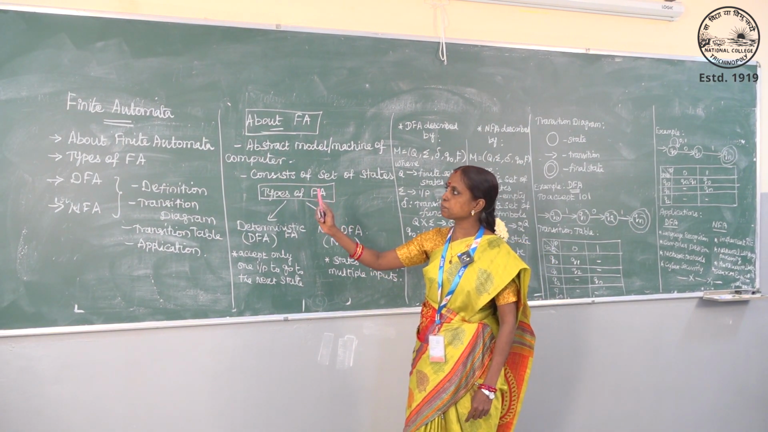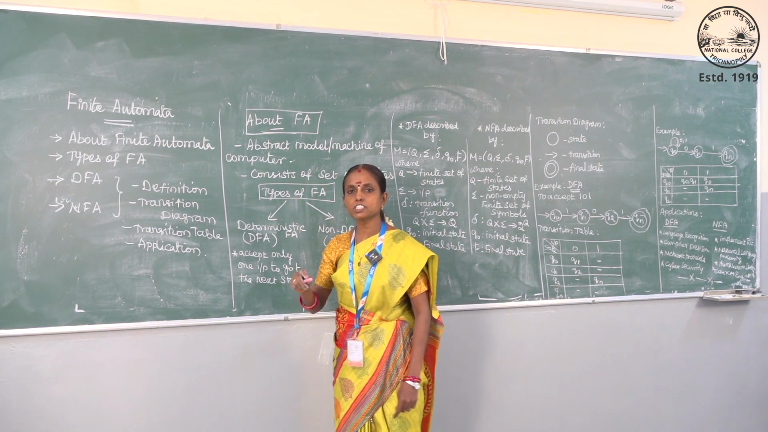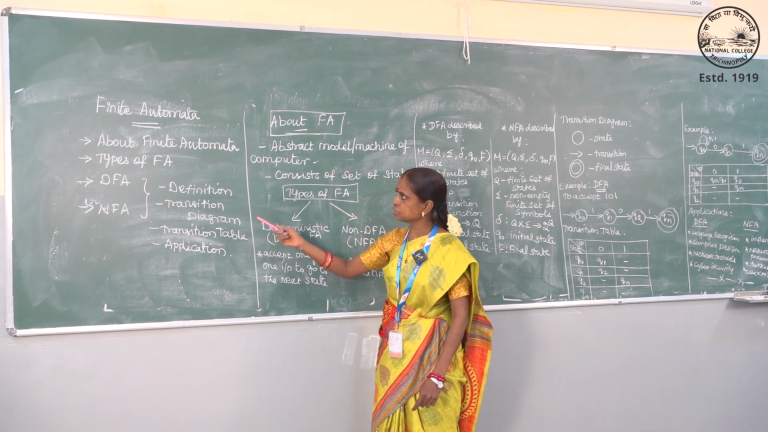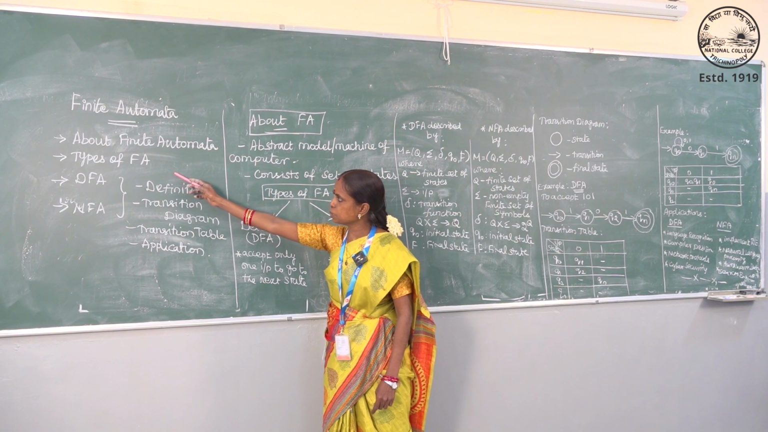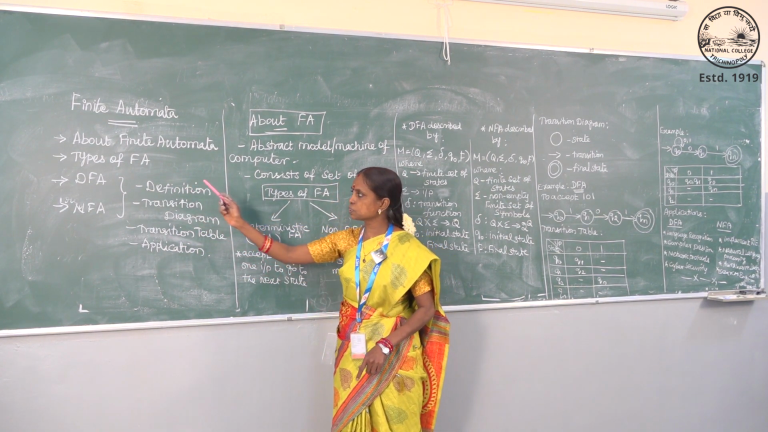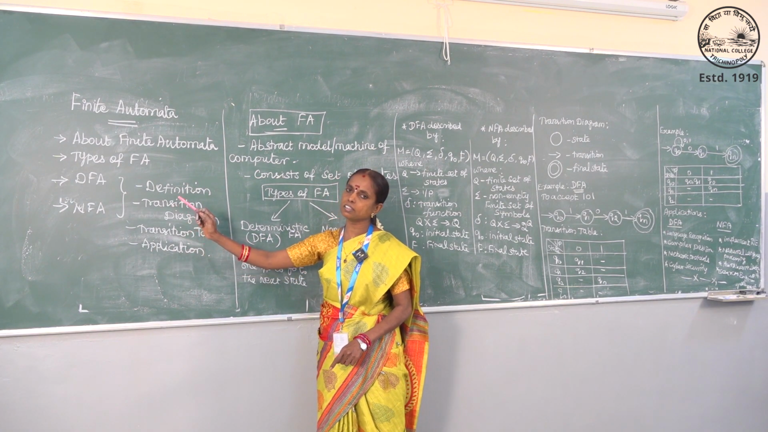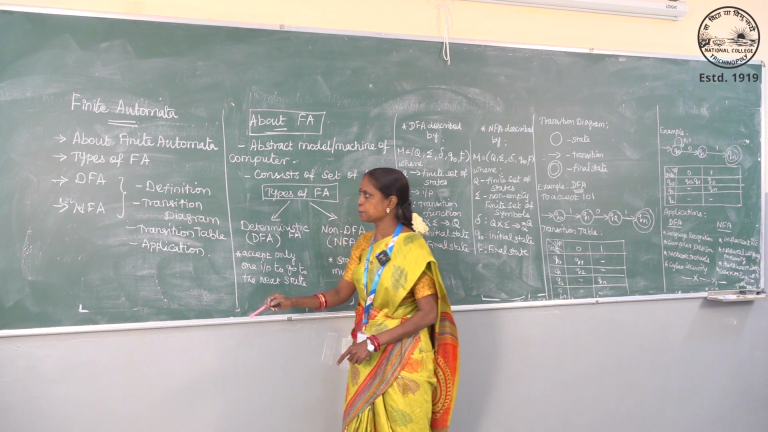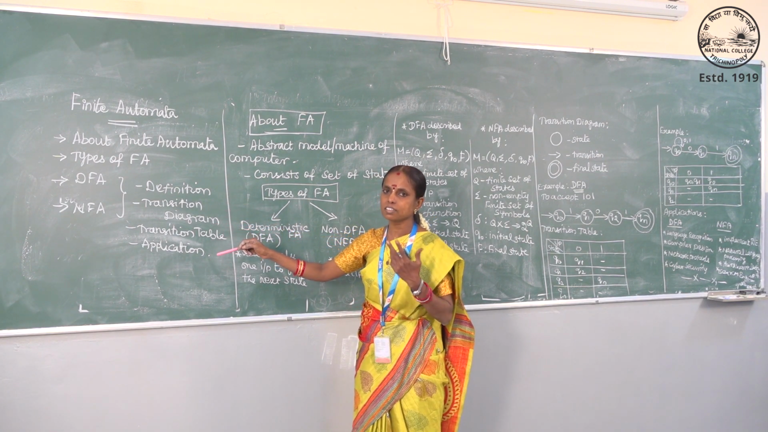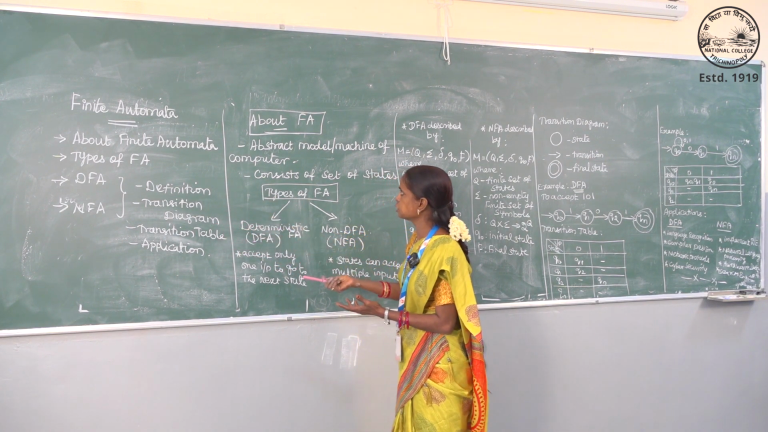Today I am going to explain about the finite automata which is used in the compiler design. What are the topics I am going to discuss? Finite automata and types of finite automata. Two types of finite automata are available. First one is deterministic finite automata and then non-deterministic finite automata. Definition, transition diagram, transition table and where it is applied, all I am also going to explain.